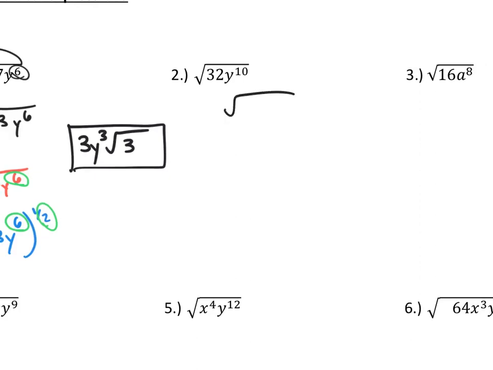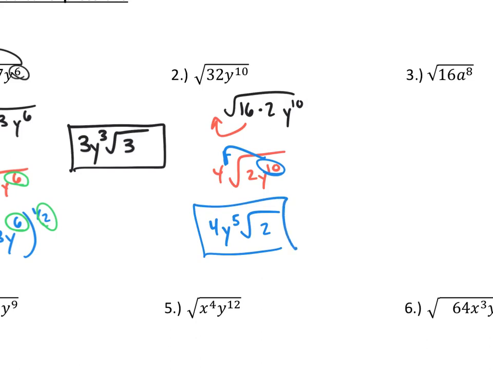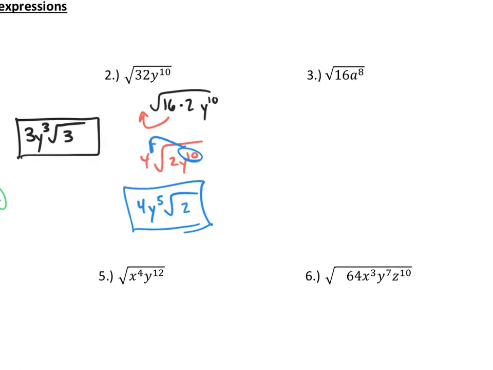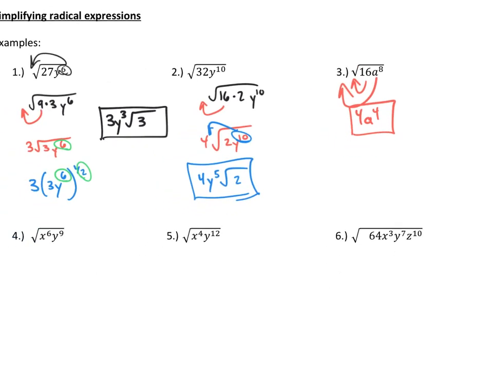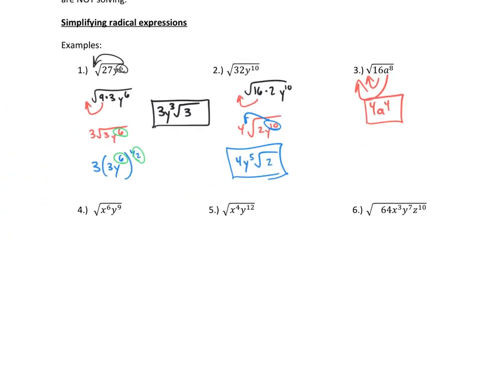For the second one, we could split this up into a 16 times 2. We'd square root the 16 to get a 4. And then for y to the 10th power, when I divide 10 by 2 to get it to come out, we'll have 4y to the 5th power with that square root of 2 still left over. And that's all it is to it. So for this one, the square root of 16 is 4. When I divide 8 by 2, we get the 4th power. And that's all it is.